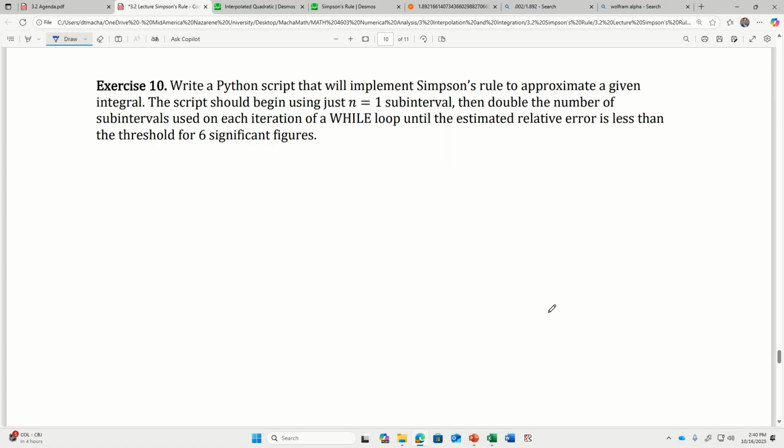It says write a Python script that will implement Simpson's rule to approximate a given integral. The script should begin using just n equals 1 subinterval, then double the number of subintervals used on each iteration of a while loop until the estimated relative error is less than the threshold for 6 significant figures. Okay. So let me boot it up. We're going to do some coding today.